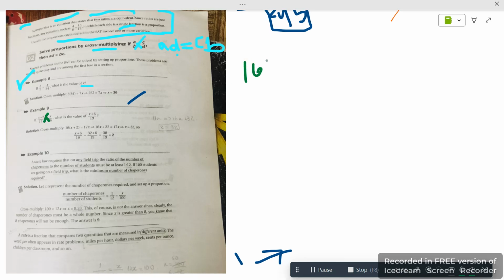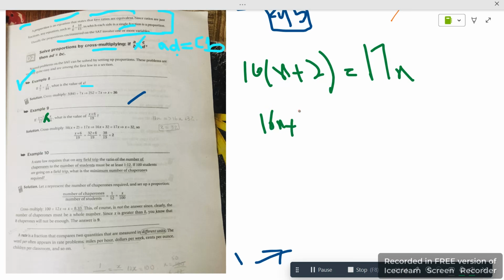The value here is 16. When it is cross multiplied, 16 is multiplied with x plus 2, and that is equal to 17x. So 16x, plus 16 times 2 is 32, which is equal to 17x.